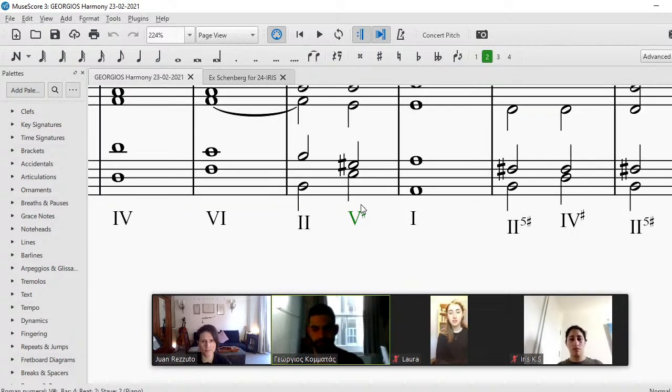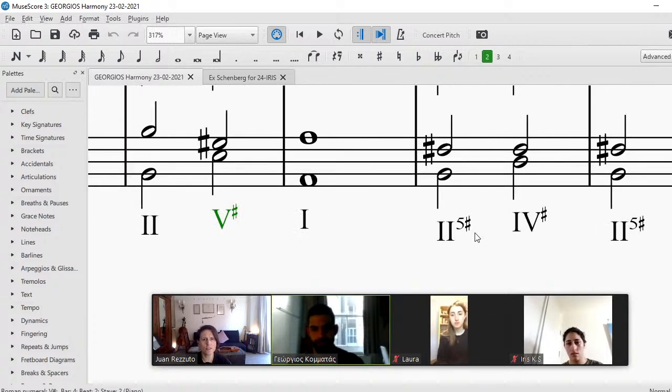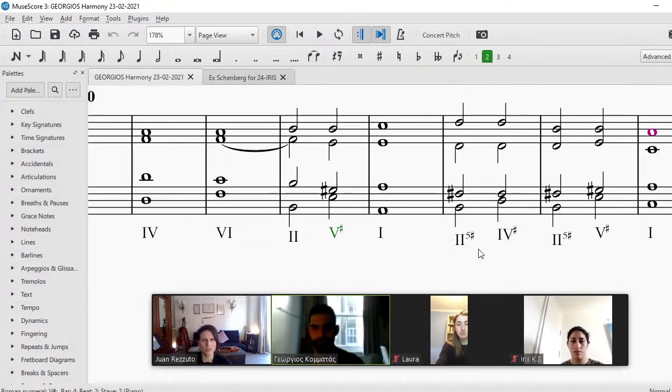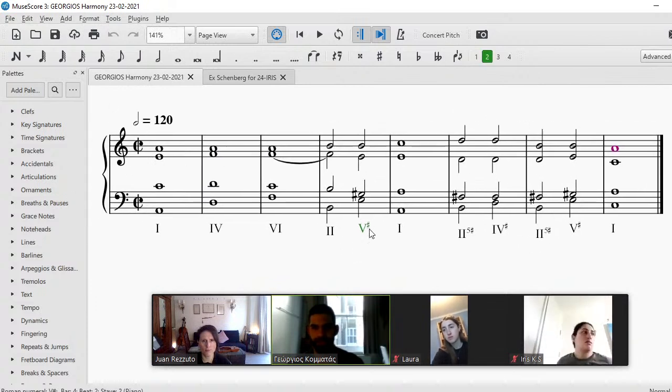Sharp. As I told, the other thing is that it's fine. If you have the fifth sharp here, I think it's because he wanted to make a difference. I don't know if you know the figured bass in the Baroque, when you put just a third. Yes, very good. Okay, that's one. Just for you, Laura and Iris.